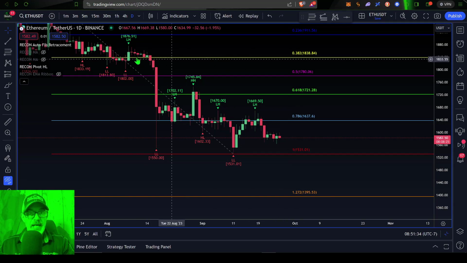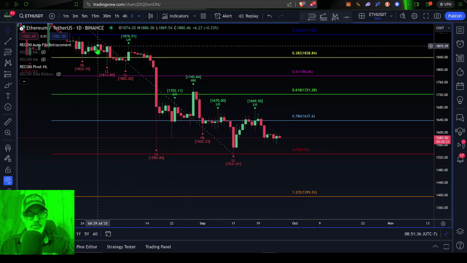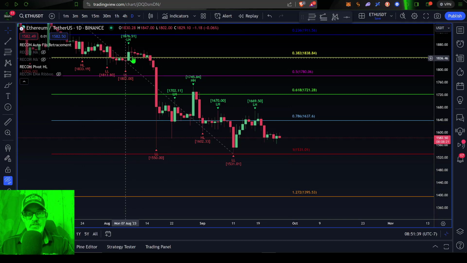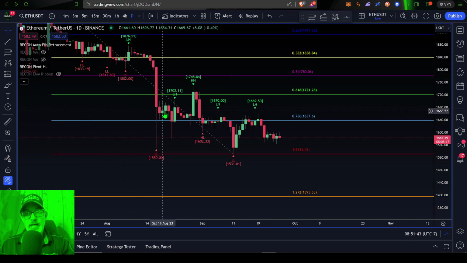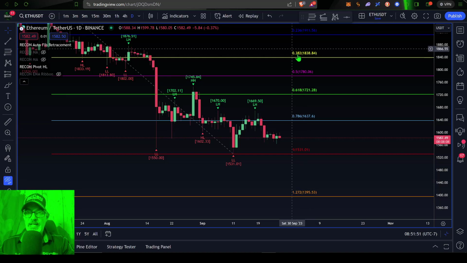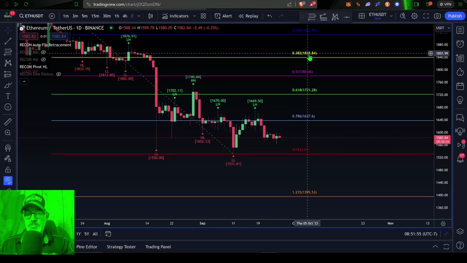And again, looking back, you can see that level was a level of support, flipped into resistance, back into support until the price actually broke down and sold off. So more than likely the 382 level or 1838 will become resistance once again for the bulls.